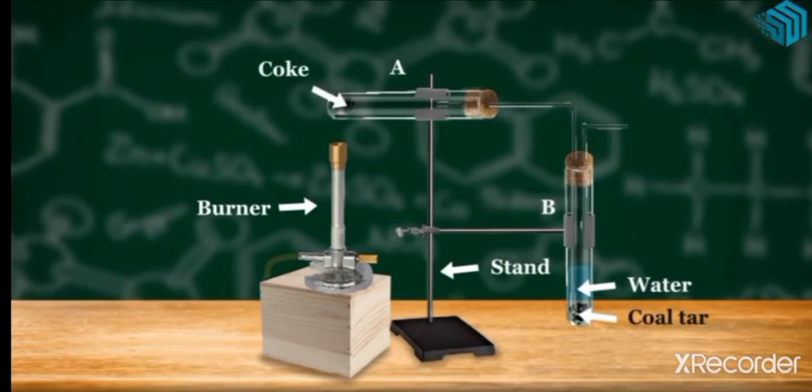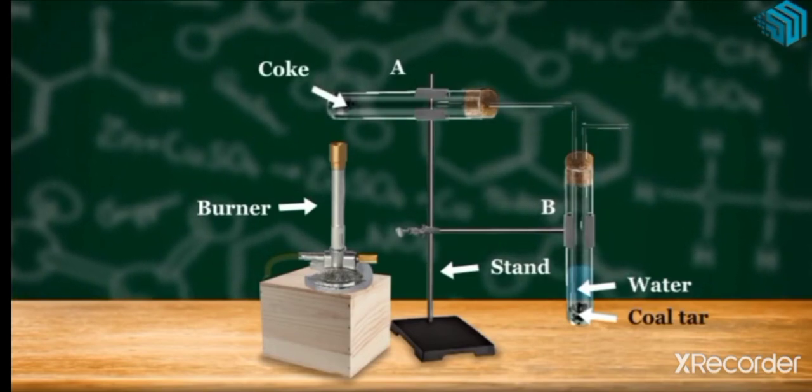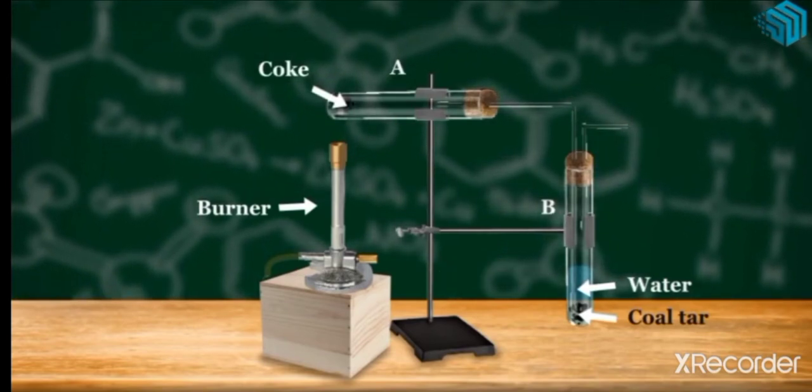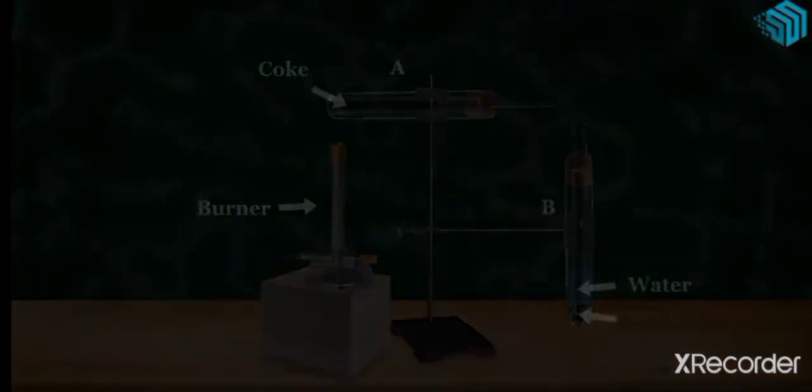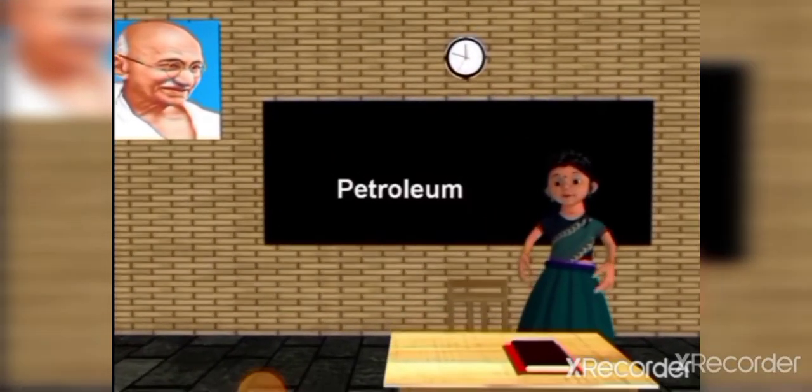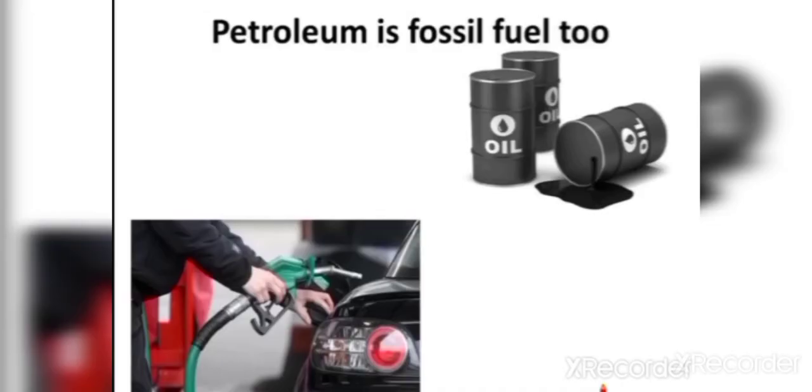Solid residue left behind in test tube A is coke. It is an almost purest form of carbon. Now let us see about petroleum. Petroleum is a fossil fuel too, like coal.